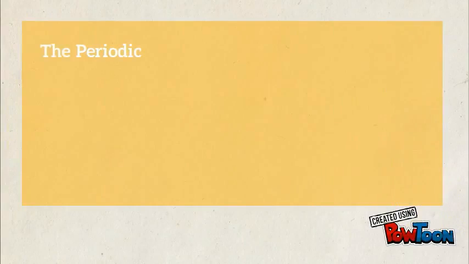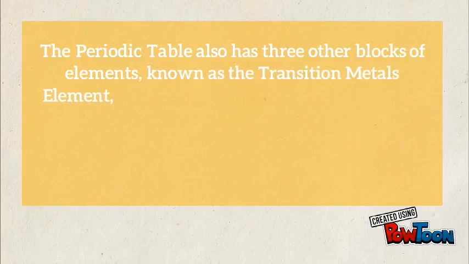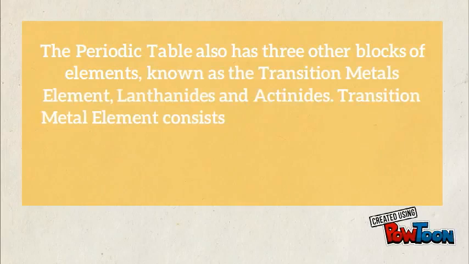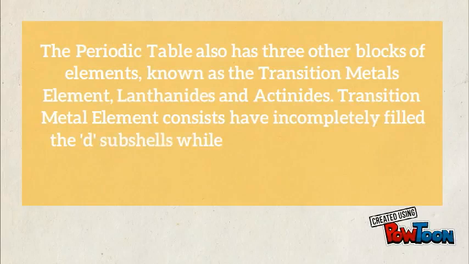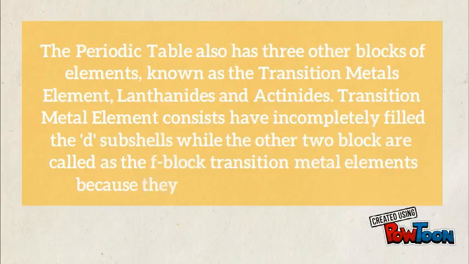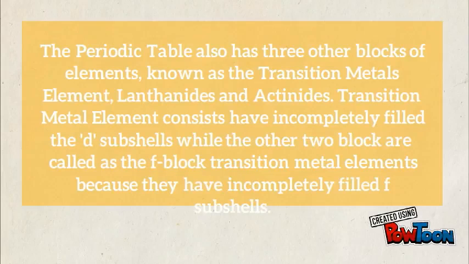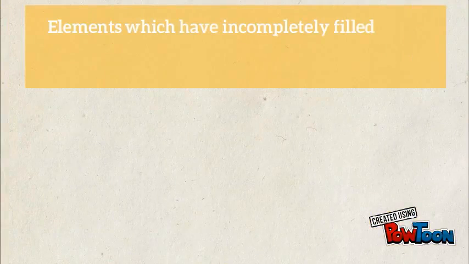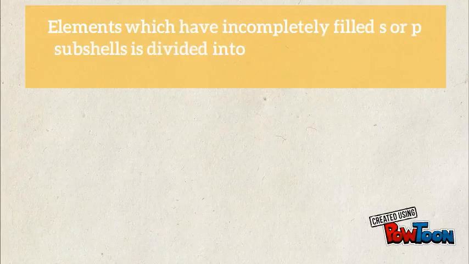The periodic table also has three other blocks of elements, known as the transition metal elements, lanthanides, and actinides. Transition metal elements consist of incompletely filled D subshells, while the other two blocks are called F block transition metal elements because they have incompletely filled F subshells. Elements which have incompletely filled S or P subshells are divided into several groups.